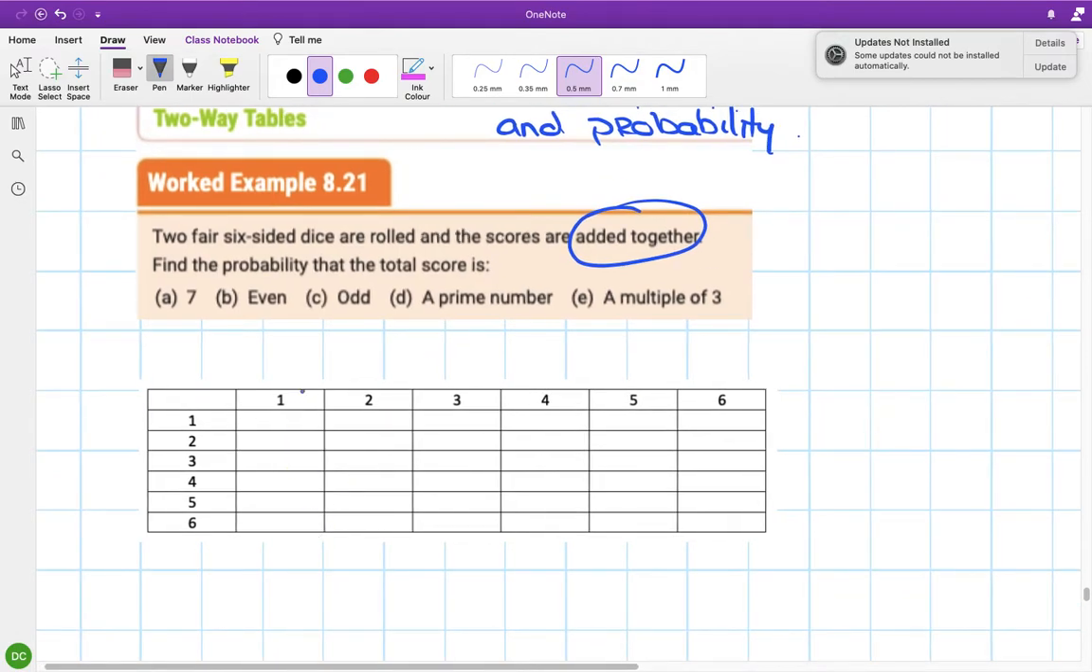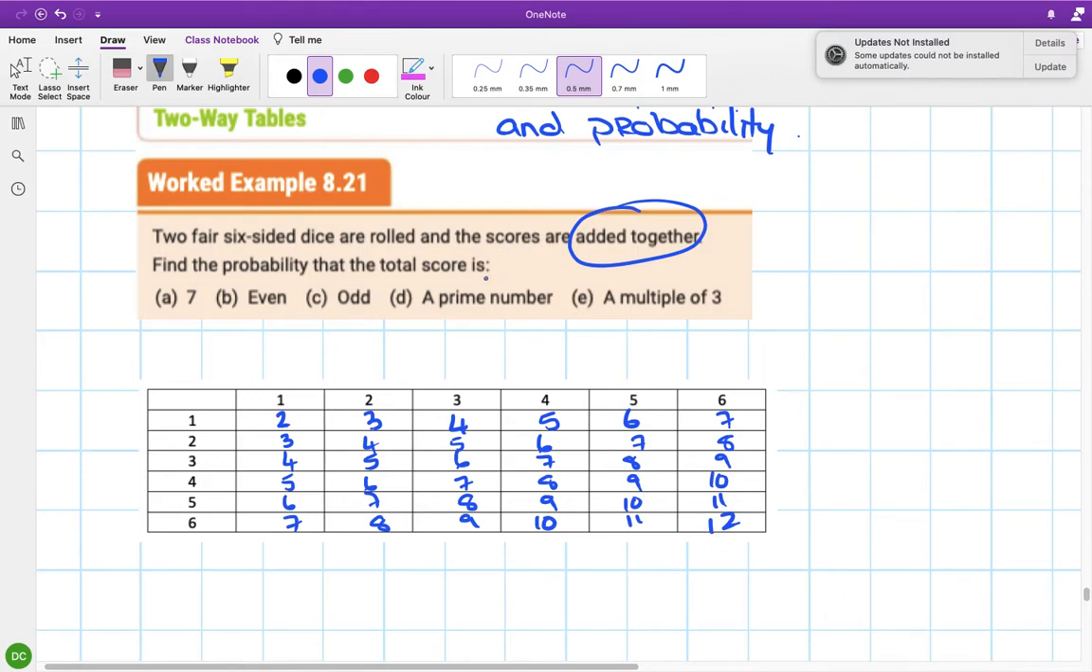Okay, so we need to do our two-way table. So here it is. Roll a one and a one, you get two. A one and a two, you get three. A one and a three, you get four. And so on. We've done this before. So we're just trying to get the 3, 4, 5, 6, 7, 4, 5, 6, 7, 8, 5, 6, 7, 8, 9, 6, 7, 8, 9, 10, 7, 8, 9, 10, 11, 8, 9, 10, 11, 12. So there is my two-way table done.